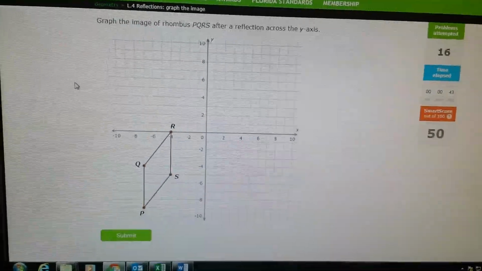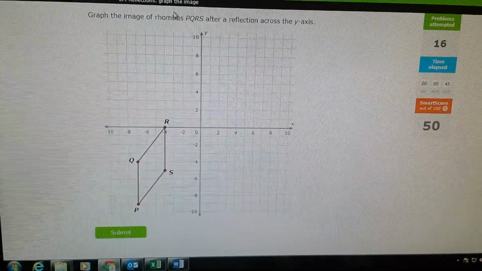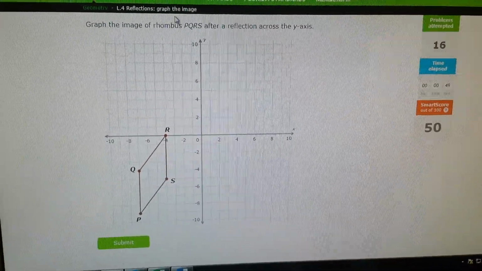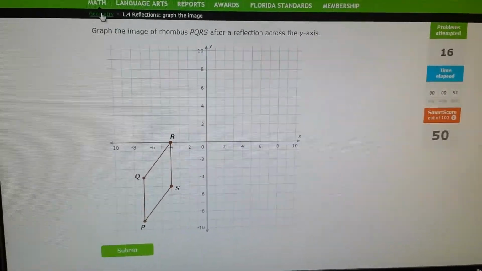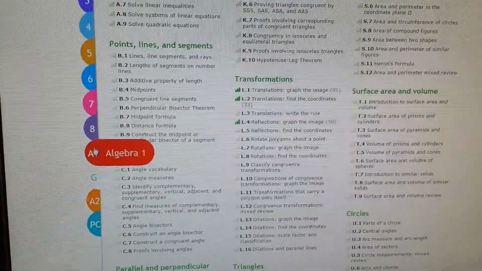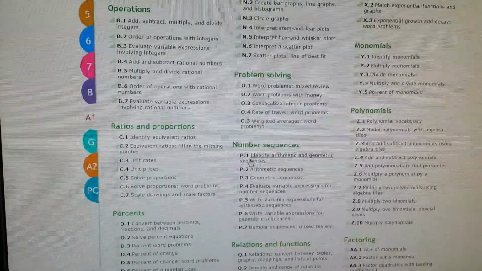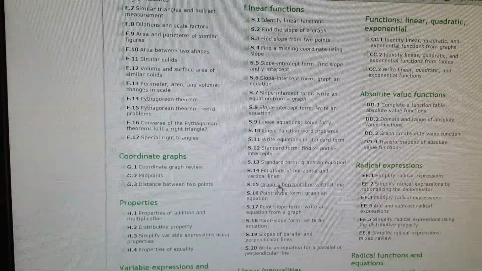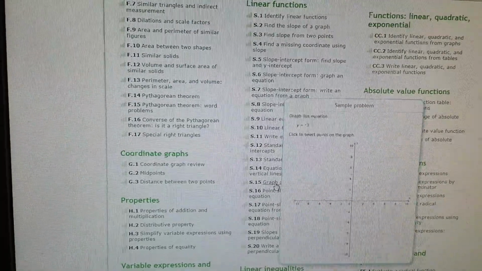Alright, so we're going to take a look at reflections and graphing it. Actually, before we do L4, I'm going to make sure you first have the background knowledge that you need. So go to Algebra 1, and you're going to go to S15, I believe. Yeah, graph S15, Algebra 1.